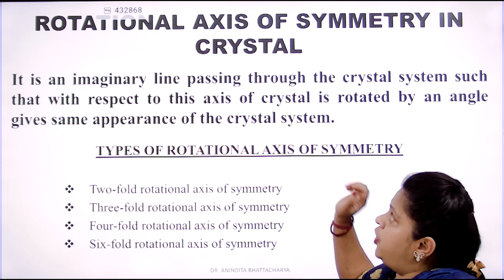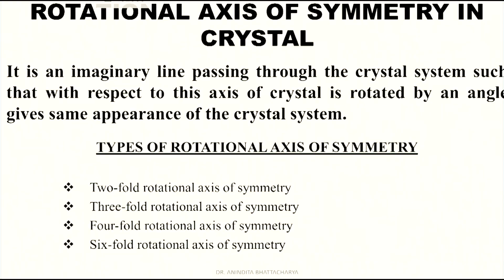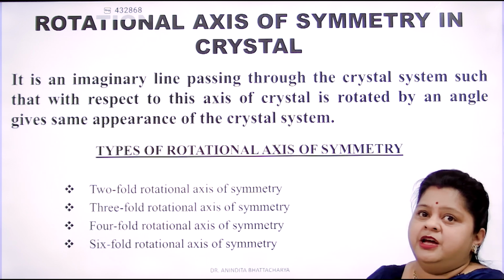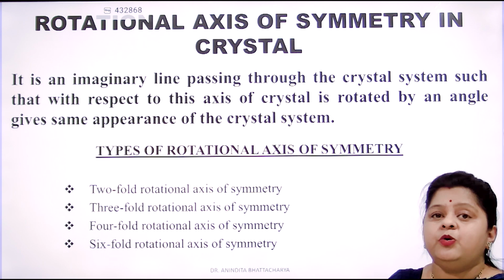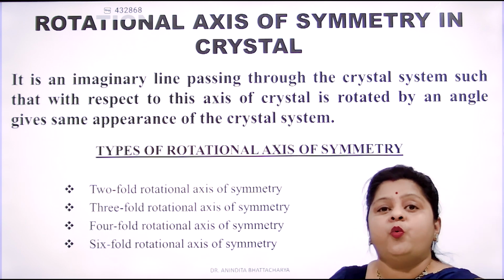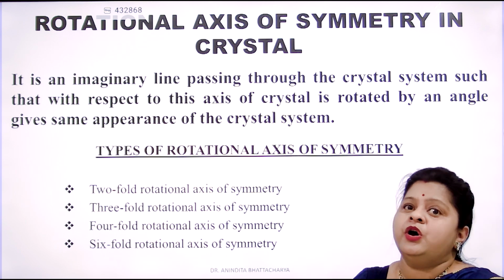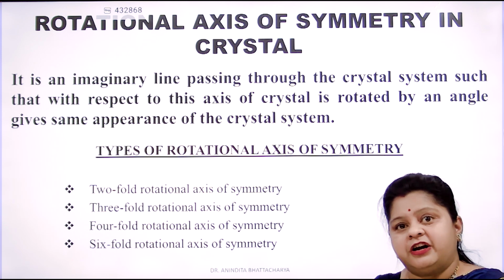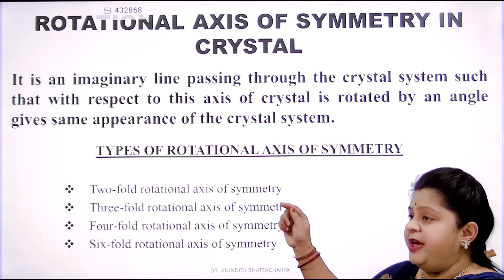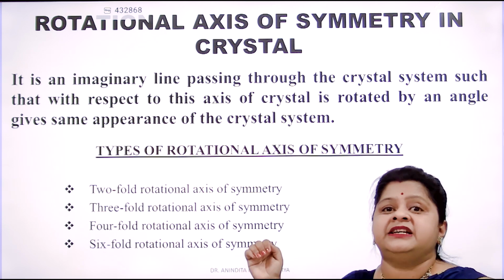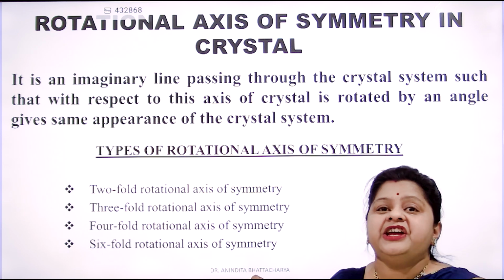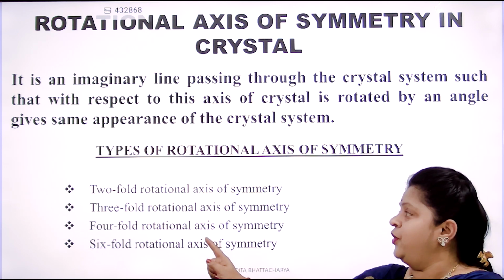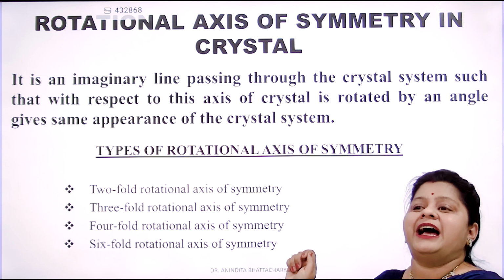Next is your rotational axis of symmetry. It is the line passing through the crystal along which, if we rotate it through a particular degree, it will give you an indistinguishable structure. So, based on how many turns it will take to complete 360 degrees of rotation is your n-fold rotational axis.